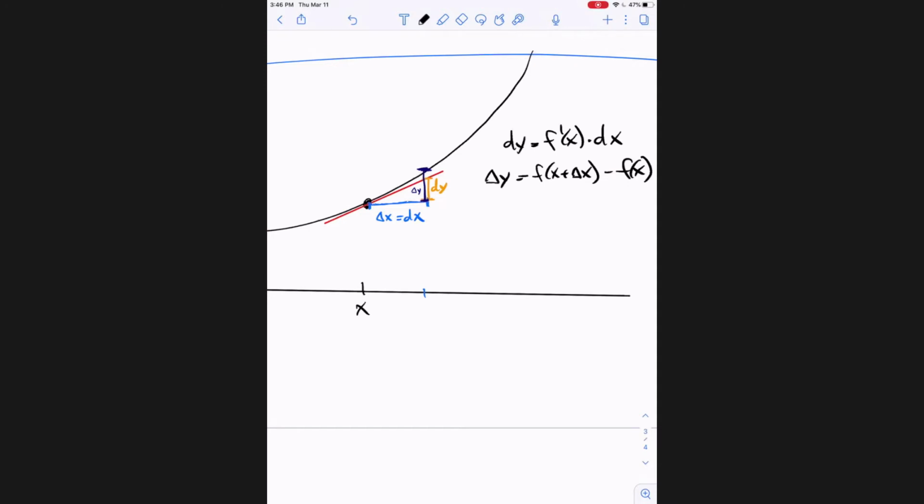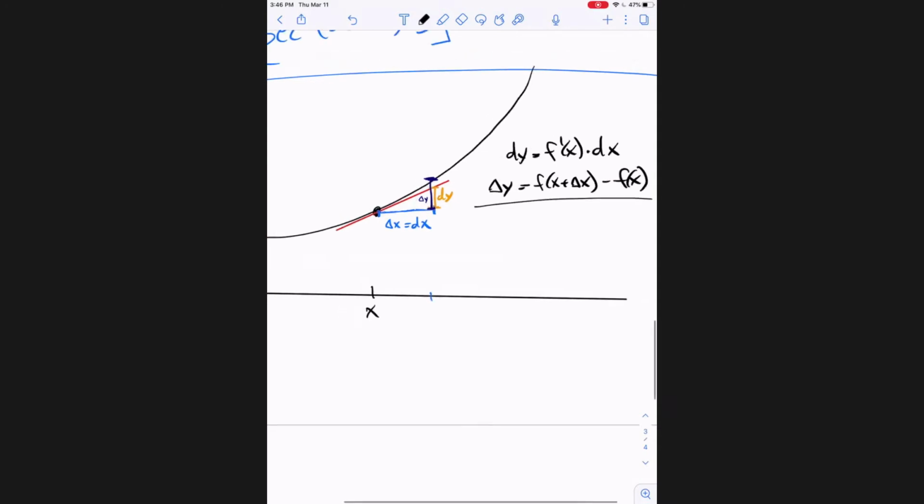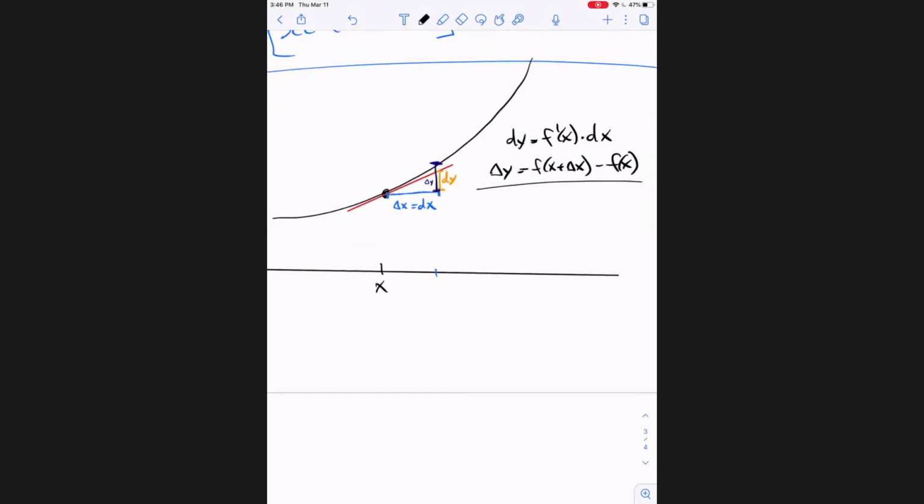Now, one more formula here before I confuse you too much. You can approximate f of x plus delta x as approximately equal to, well, go back here. If I were to solve for f of x plus delta x here, how would I solve for that? I would move the f of x over to the other side, right?